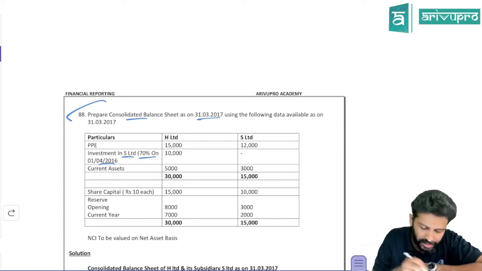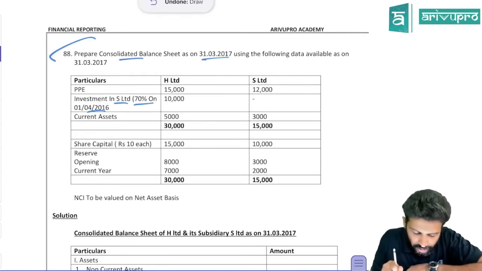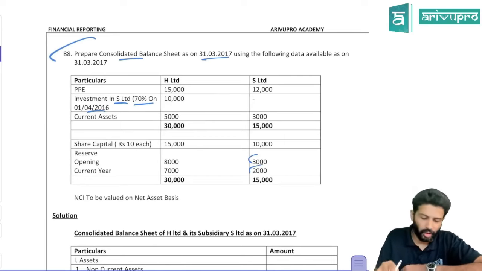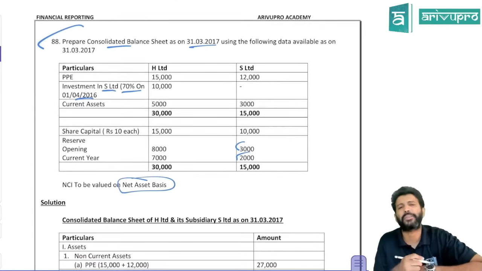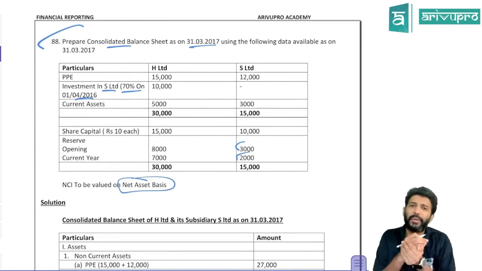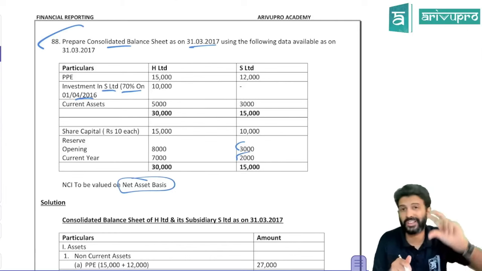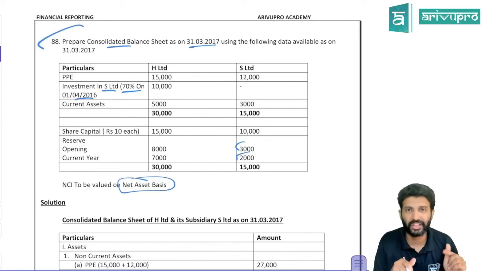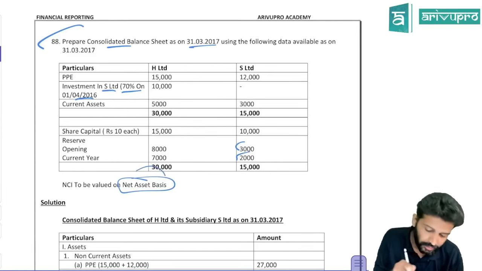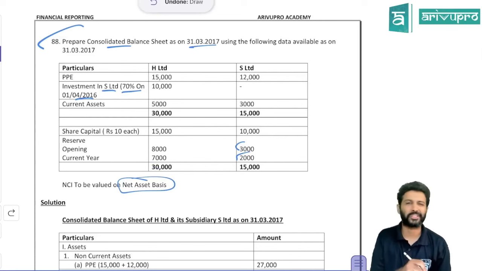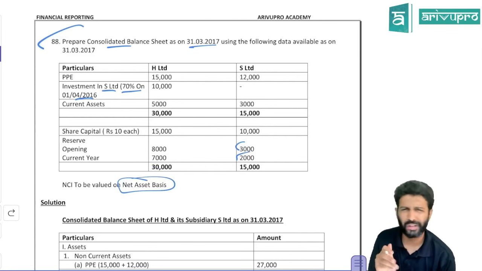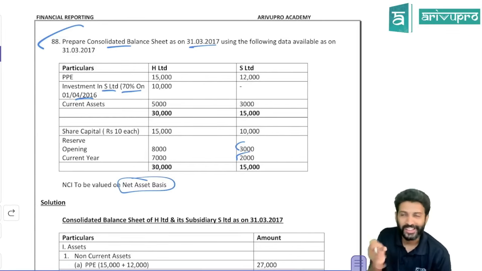So they have given the simple balance sheet. This is the opening balance of reserve and the current year's reserve they have given. All right. NCI has to be valued on net asset basis. We know that NCI can be valued under consolidation on two bases: one is the fair value method and the other is the proportionate share of net asset basis. Here we are valuing under the proportionate share of net asset basis. Very simple question, no treatment at all, or no adjustments at all.